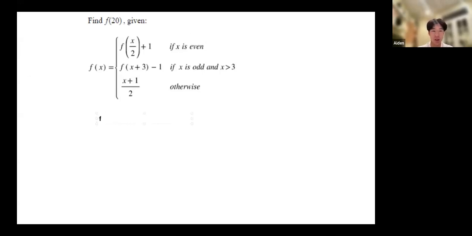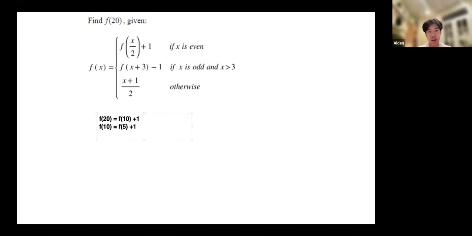So we have to find what f of 20 is. Since 20 is even, we follow the top case, which is f of x divided by 2, and 20 divided by 2 is 10, plus 1. Now we have to figure out what f of 10 is in order to figure out what f of 20 is. Since 10 is still even, we still follow the top case. So 10 divided by 2 is 5.